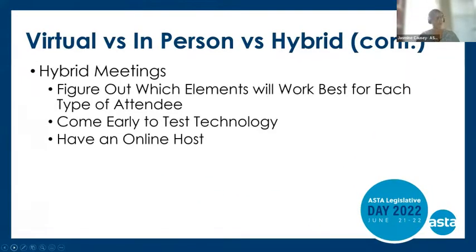So hybrid meetings. Some chapters have done hybrid meetings, and I would like to provide some tips for those as well. A hybrid meeting is when a portion of your meeting attendees are attending in person, and a portion of your meeting attendees are attending via Zoom or some other virtual method. So the first thing you want to do is you want to make sure that you work out which elements of which meeting will work for each type of attendee.